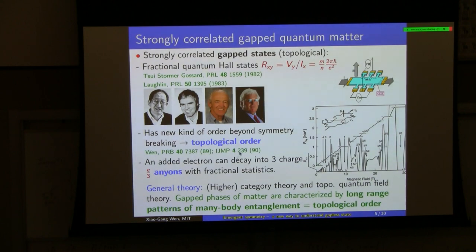Over so many years, we started to get a systematic understanding of this kind of gapped quantum matter. It turns out that this kind of gapped matter is characterized by long-range many-body entanglement. So it's not an order parameter, not a symmetry breaking pattern, but some pattern of many-body entanglement. Then you may ask, what is the mathematical foundation to describe many-body entanglement? Certainly it's not group theory. Then what is it?